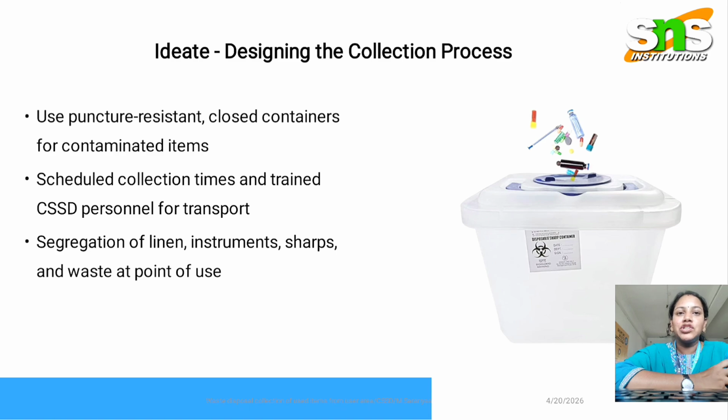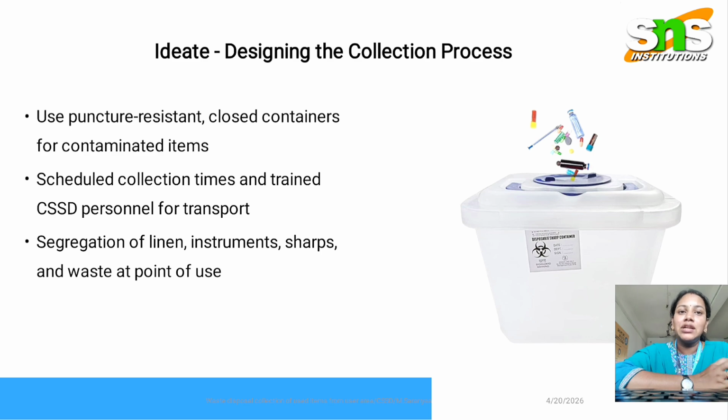Designing a collection process. Use puncture-resistant containers for contaminated items, especially for syringes, glass vials and ampules. Why? Because when we break an ampule, the particles can shed and damage other persons. Or if it is a syringe, it can cause a needle prick injury. So to avoid all those circumstances, the used needles have to be securely transferred into a collection bag.